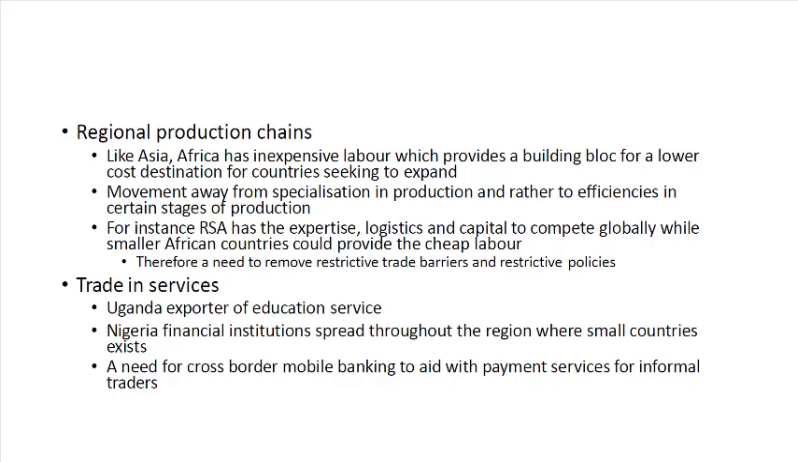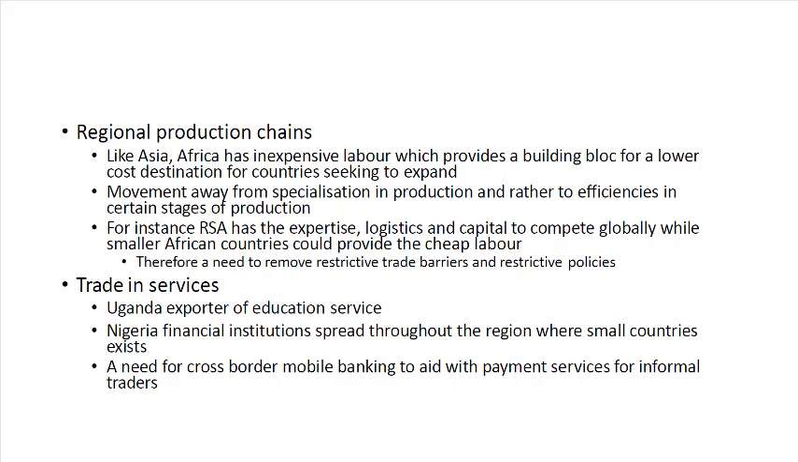So what we're trying to do with production change is to move away from specialization in production and rather to efficiencies in certain stages of production. So you're not having one country producing one entire thing. What we're doing is saying, okay, we have three countries, maybe South Africa, Zimbabwe, and Namibia. South Africa is most efficient in this stage of the production. Zimbabwe is most efficient in this stage of the production. And then trying to create our chains that way.